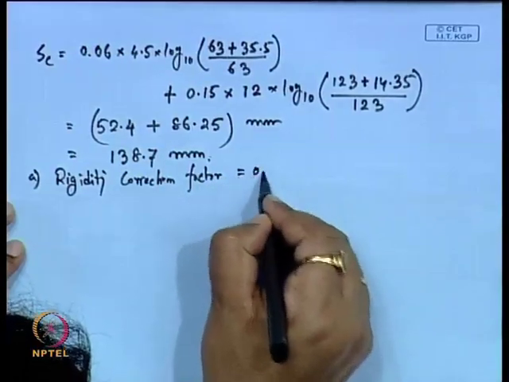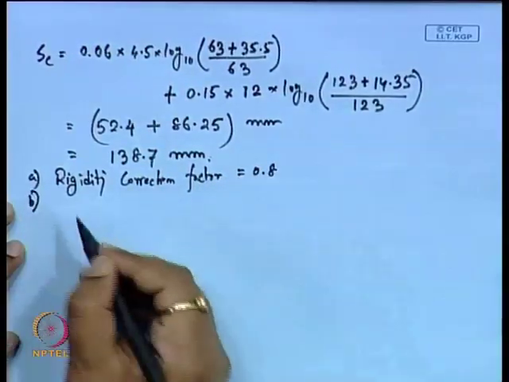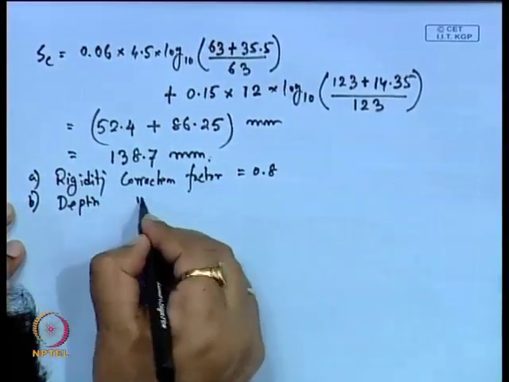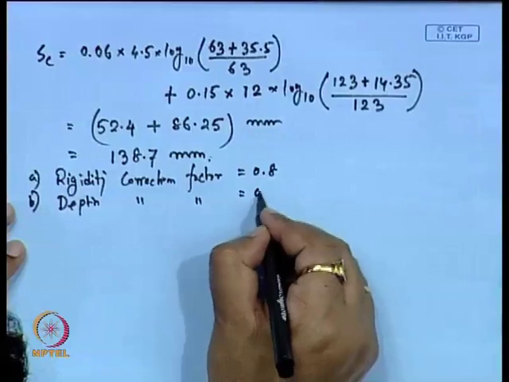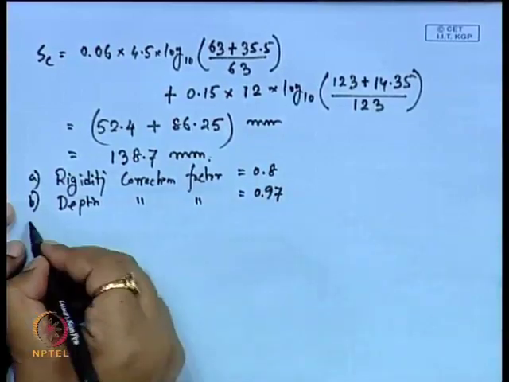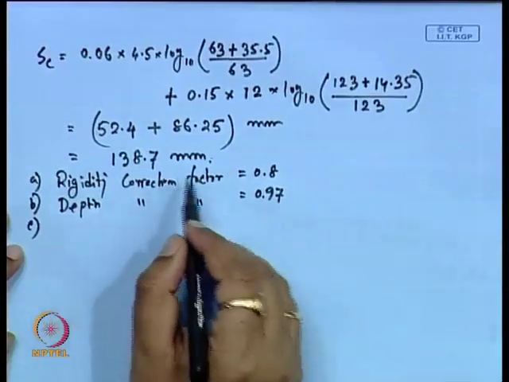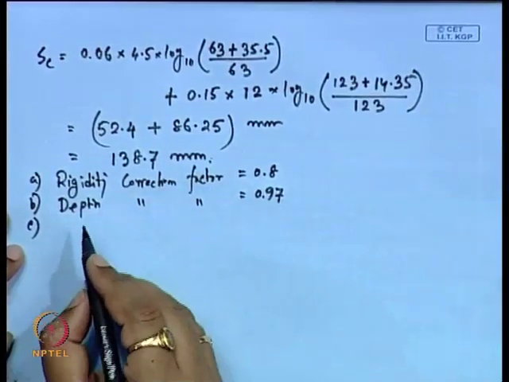That is equal to 0.8. Then the second correction is the depth correction factor that we have already calculated, that is 0.97. Then the next correction factor, the third one that we have to apply, is the consolidation correction.